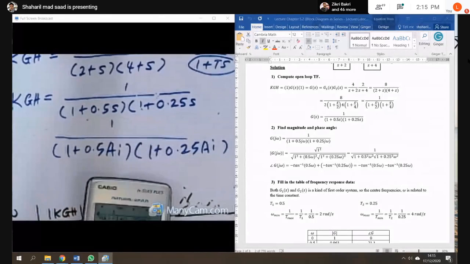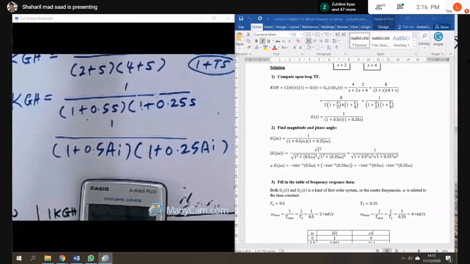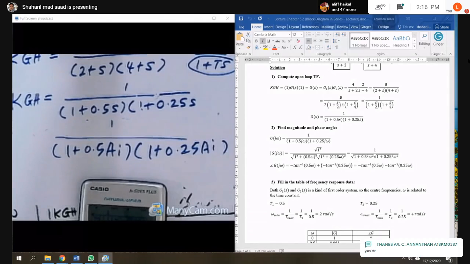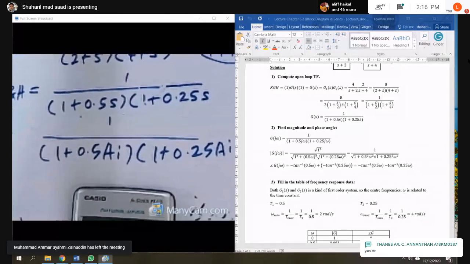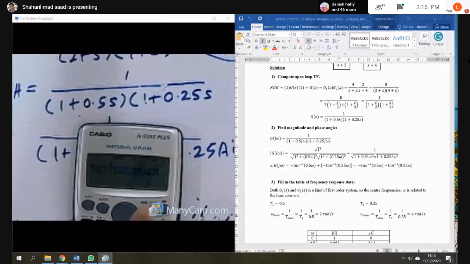Do you have any questions about how to use this calculator? Ada apa-apa soalan tak? Macam mana nak guna calculator? Everybody got it, right? Tak ada soalan saya. Tak ada? Okay, good. So maybe you can proceed. So everybody tak sabar how to plot. Okay. So I will show.